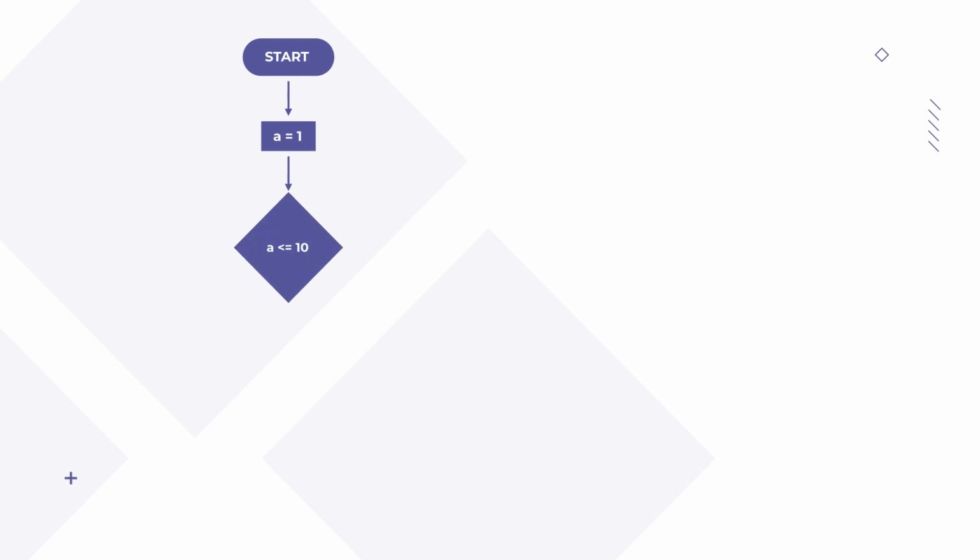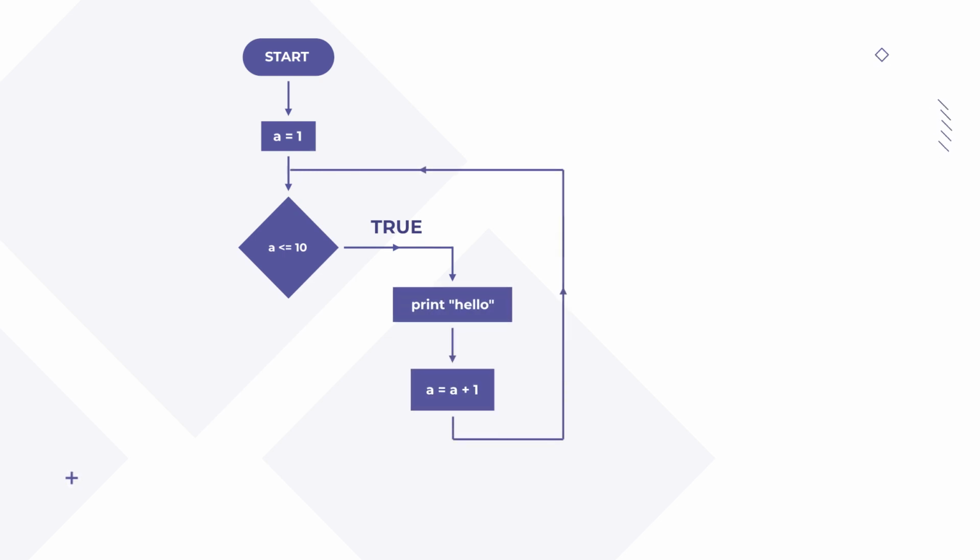If a is less than or equal to 10 and if this condition is true, it should come here and execute this line, and it should print hello on the screen. So let's discuss this flow chart. First it will come here, create a variable with the name of a, and store 1 into that variable. Then it will check the condition.